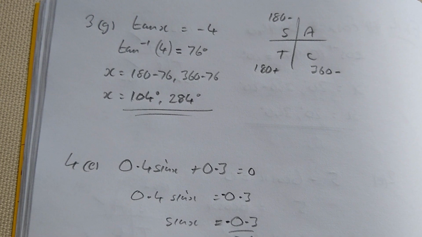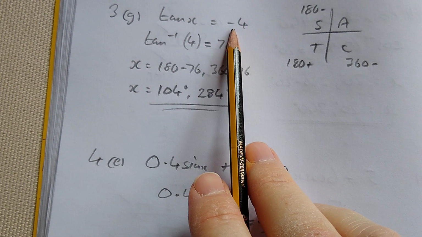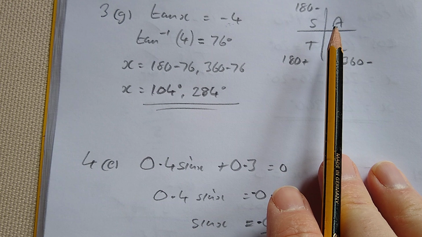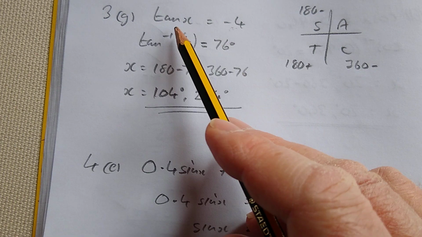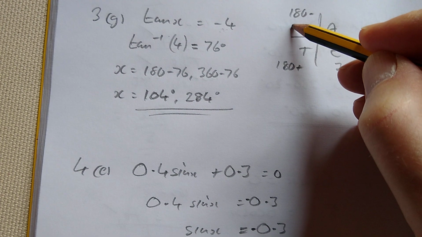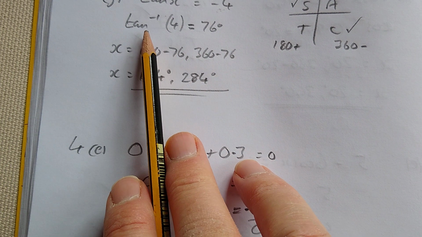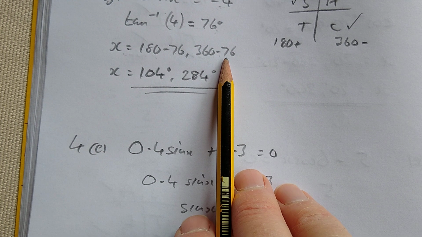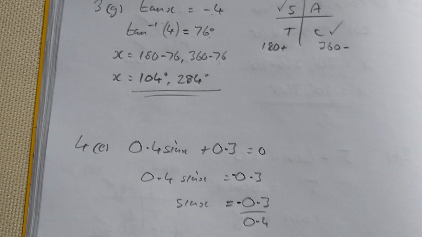3g, tan x equals -4. So I'm going to find the inverse tan of 4, which is 76 degrees. Again, I'm ignoring this negative sign, guys, because the CAST diagram takes care of that for us. Okay? The CAST diagram takes care of that for us. And then, I'm doing a tan question. If it was a positive value, I'd be picking A and T, but it's not, so I'm going to pick S and C. So the values for x will be 180 minus 76, 360 minus 76, which is 104 and 284 degrees.